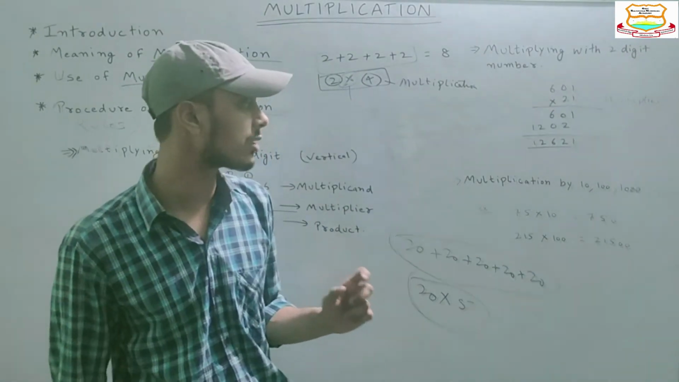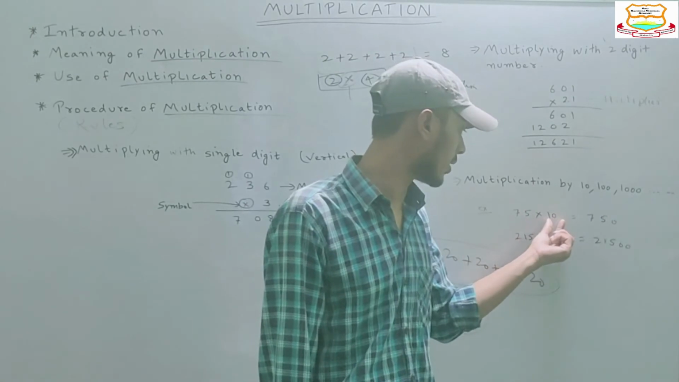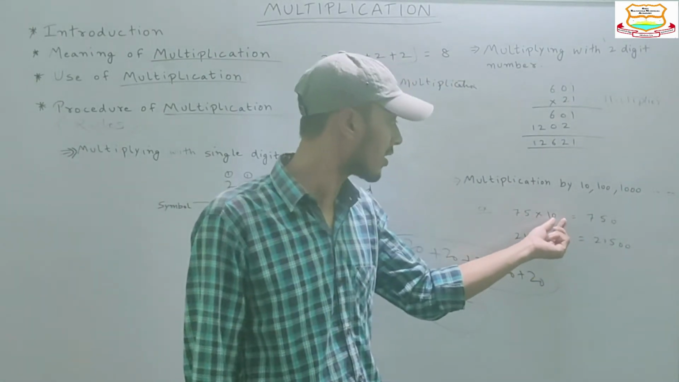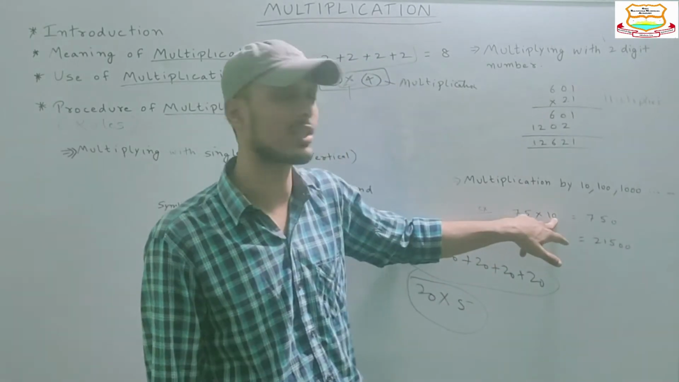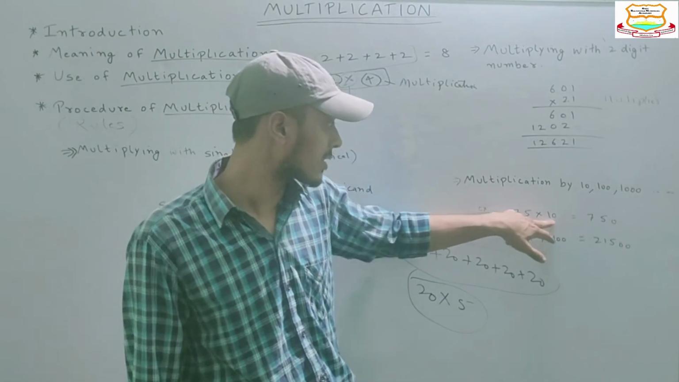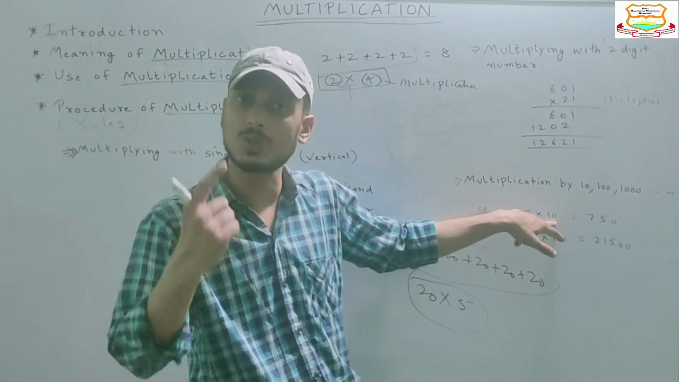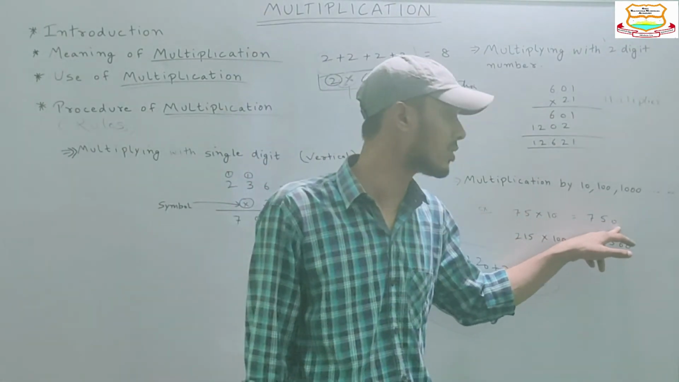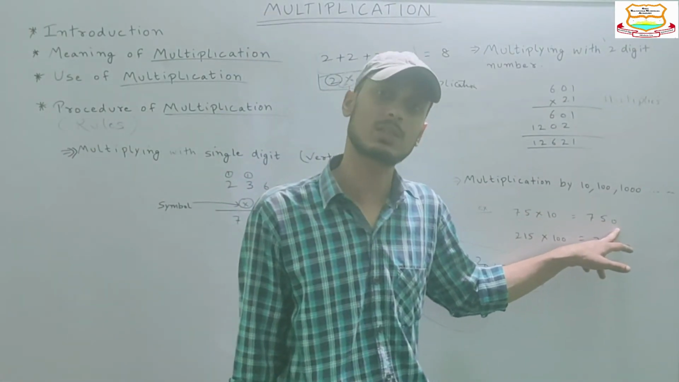What is the rule then? Suppose 75 into 10. Then you have to write the number 75 and then count the number of zeros in the multiplier. In this case, there is only one 0 in the multiplier. So I have put one 0 here. Got it?